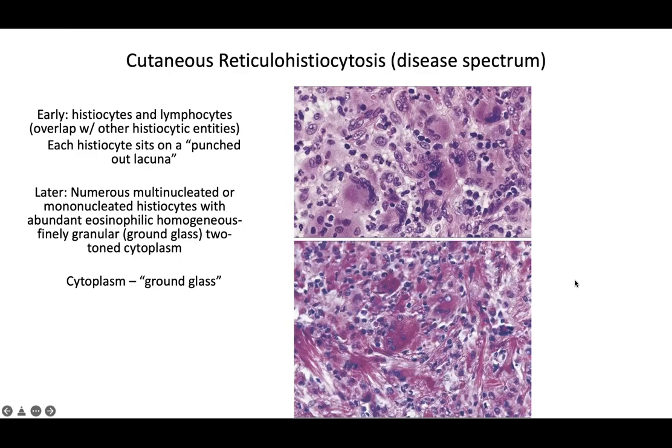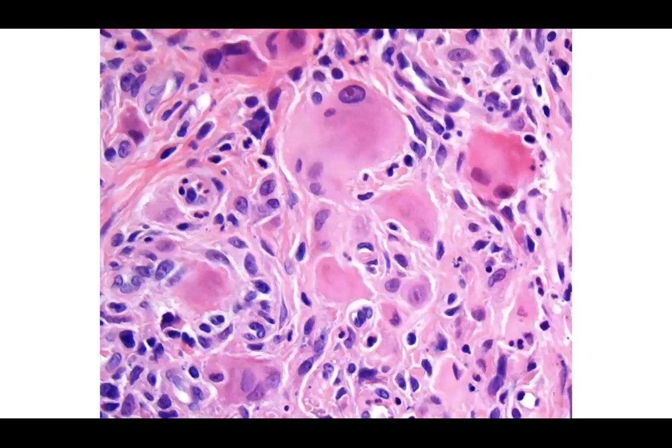So if you go on high power, you'll see that it looks like ground glass. And that's where this phrase ground glass two-tone cytoplasm comes in. Here's a picture of another higher power just to show you that two-toned appearance of the cytoplasm, the broken ground glass.